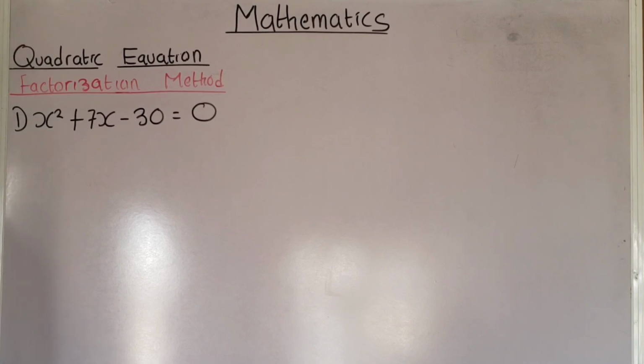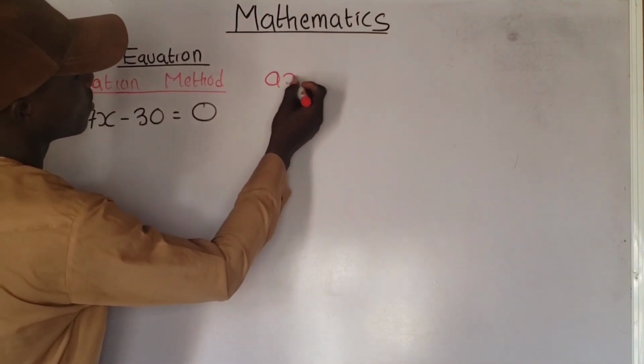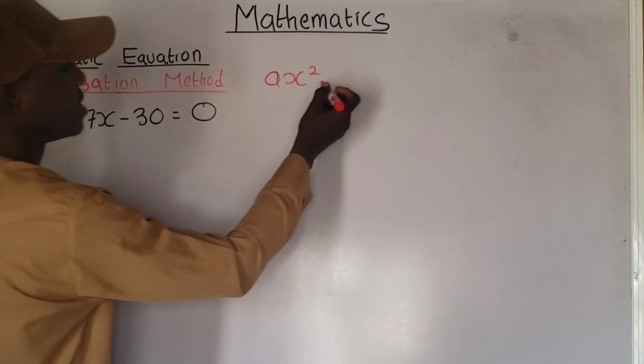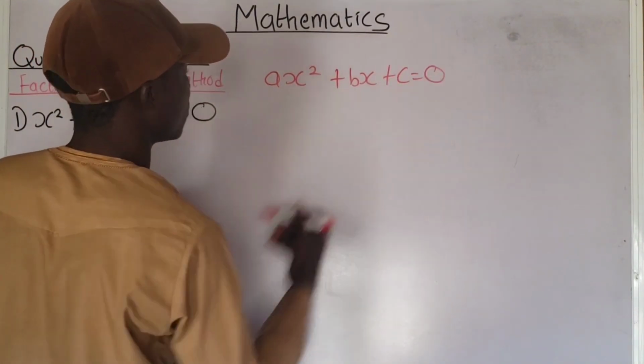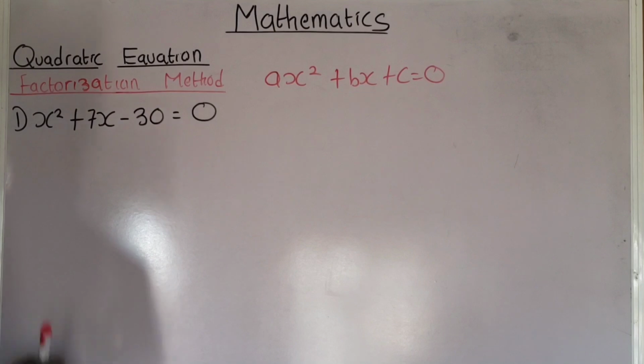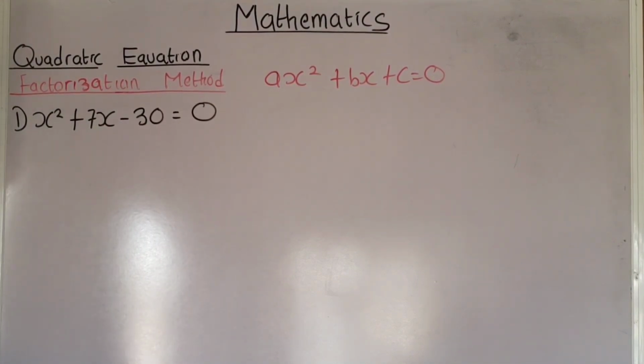In this quadratic equation, the value of a is unity. Don't forget that in our previous class, I told you that the typical representation of the quadratic equation is ax squared plus bx plus c equals 0. Now, looking at this quadratic equation, a is 1, which implies that a is unity.